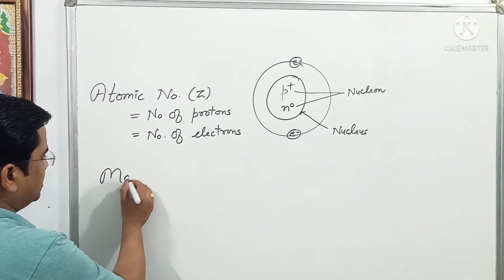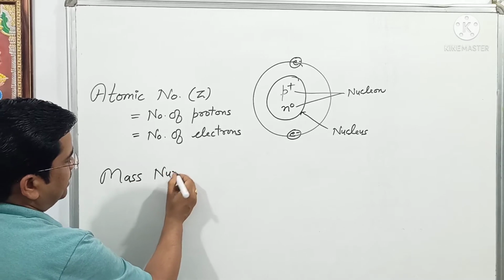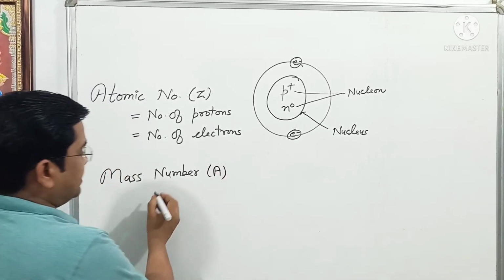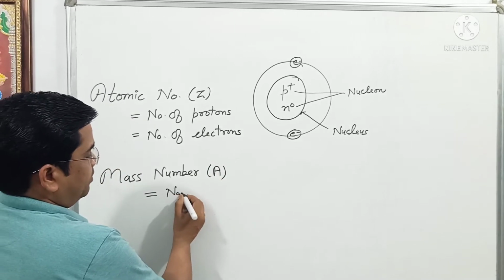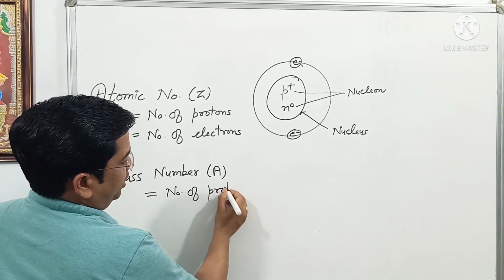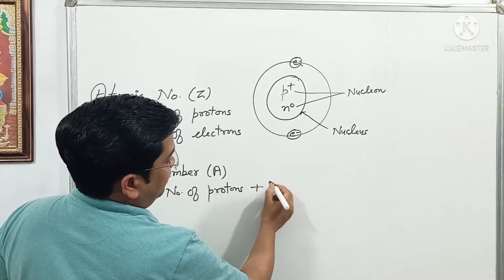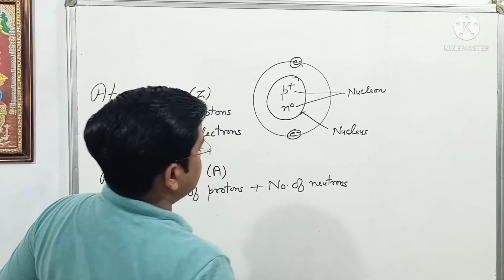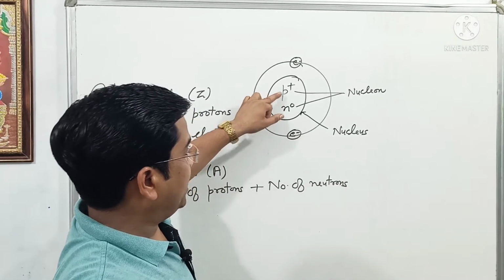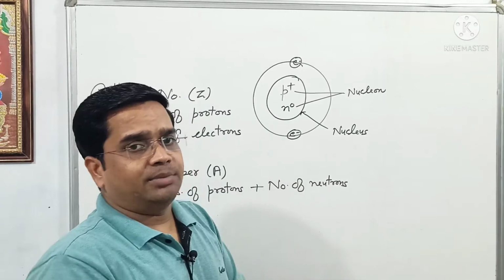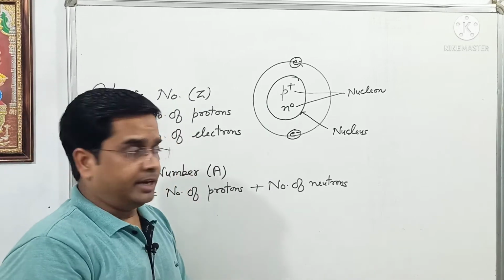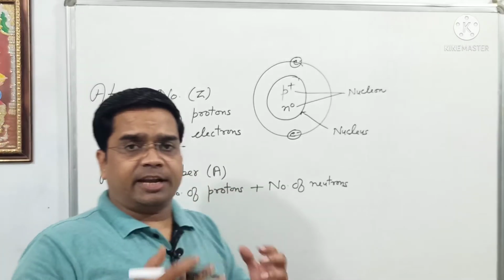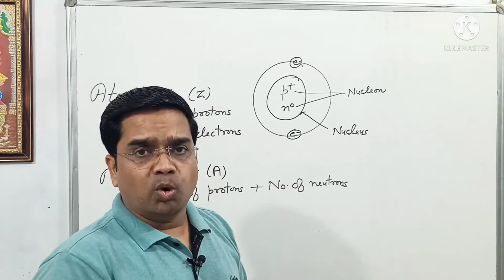Mass number, which is represented by A. Mass number is equal to the number of protons and the number of neutrons. Means if we add the number of protons and the number of neutrons, then it will be the mass number of that atom or element. Clear friends? Okay friends, then this is the atomic number and mass number. We will attempt some numerical, then this concept will be more clear.